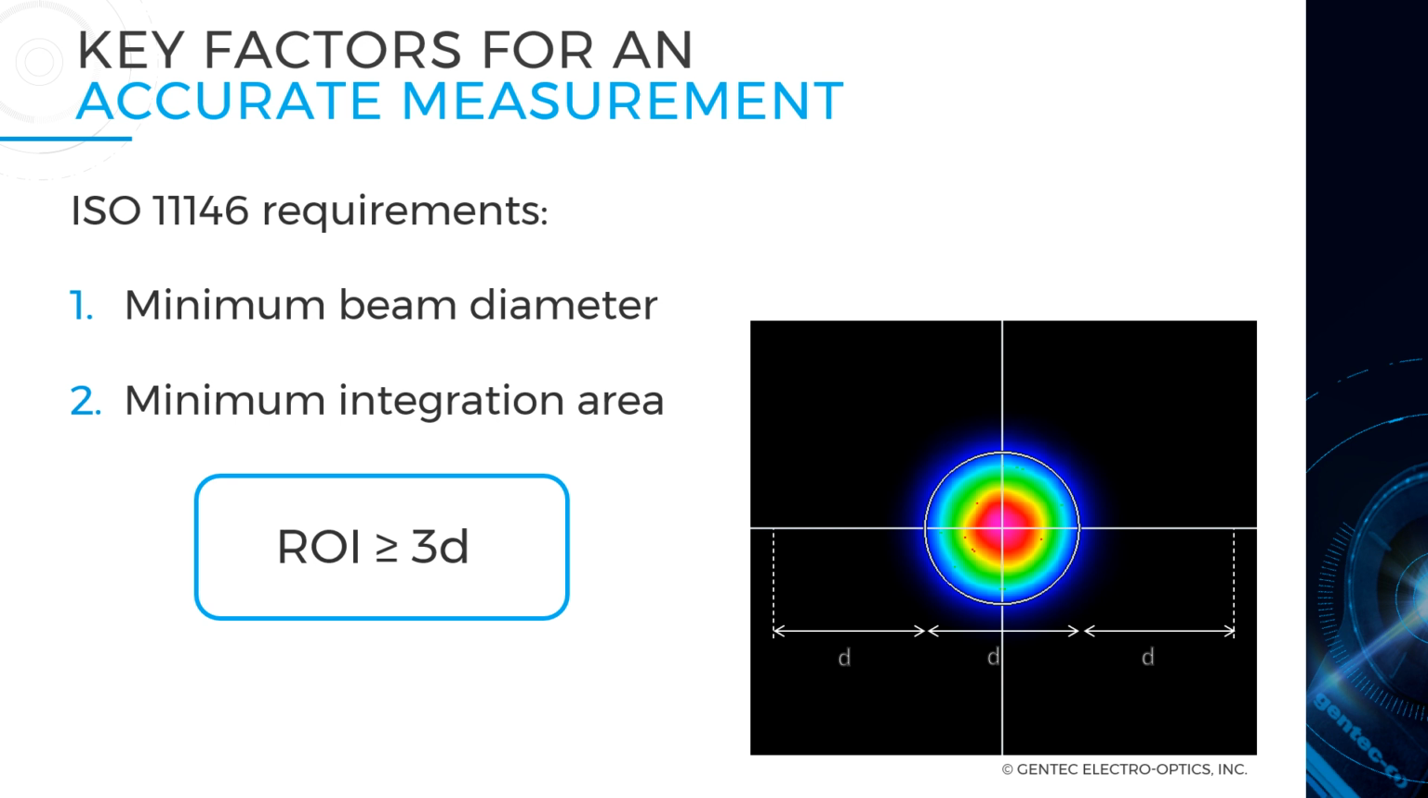Second is the region of interest that is used for the D4 sigma calculation. If it is too small, the beam lobes will be clipped and the result will be underestimated. But if it's too large, noise from the farthest pixels will overshoot the measurement result. Our software selects this area automatically for you when in D4 sigma mode.